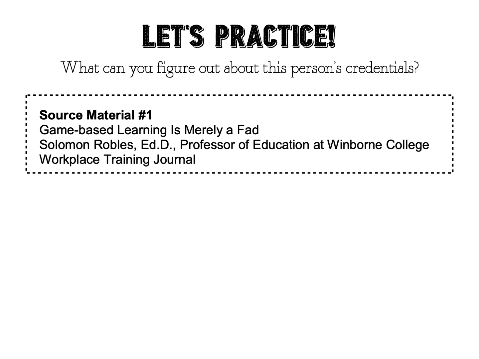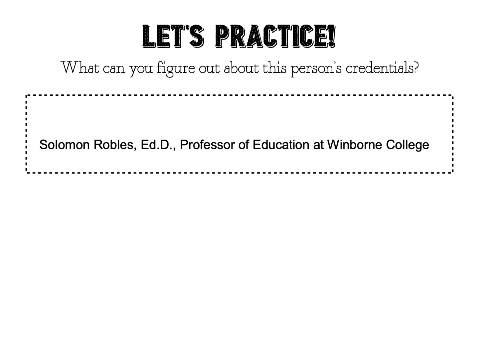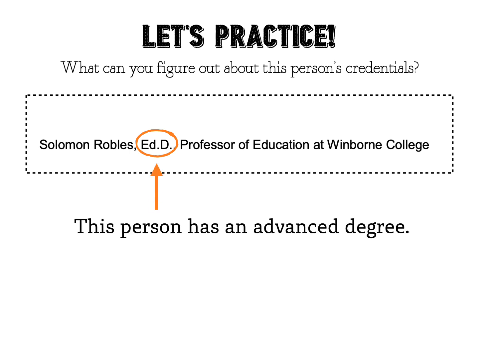So let's just look at his name and the information by his name. Solomon Robles, EdD, professor of education at Winborn College. This, my friends, is his credentials. All right, EdD, letters after the name. This person has an advanced degree. Now, you may not be familiar with EdD. It's a doctorate of education. Even if you don't know what it specifically stands for, letters after the name indicate some kind of advanced degree or training.